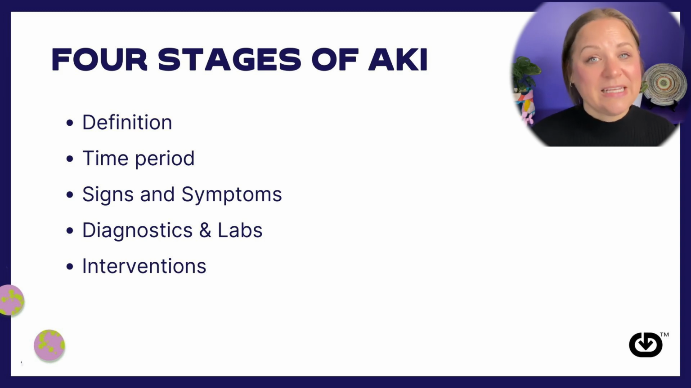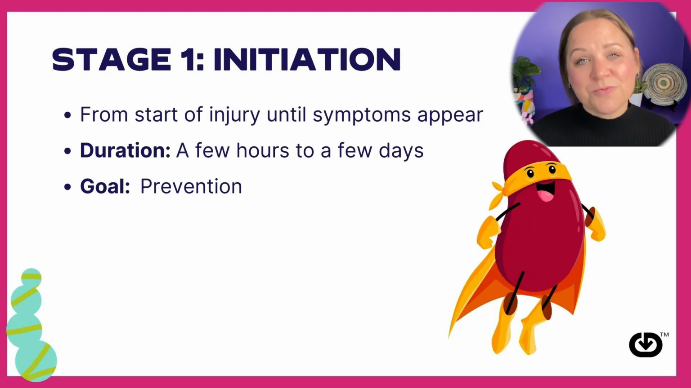labs, and finally interventions. So for stage 1, which is the initiation, the kidney is still feeling like a superhero. It's feeling pretty good, and this is from the start of the injury until symptoms appear. This is when people don't know they have a problem yet, and this can last from a few hours to a few days. And the goal here is prevention, recognizing the risk factors for AKI, recognizing the causes, and intervening so that we never get into AKI.